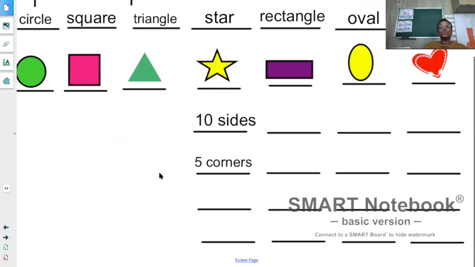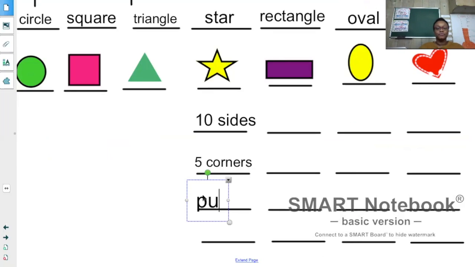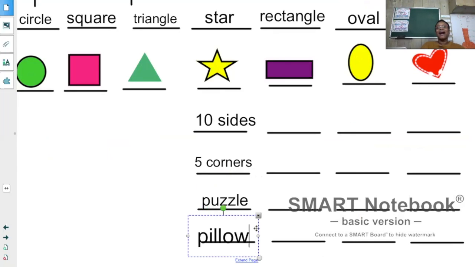So on your tree map, you should have the name of the shape, the drawing of the shape, that it has 10 sides and 5 corners, and then you're going to add 2 things underneath that. One is something that you saw in your house or you thought of that is star-shaped, and the other, you're going to pick something that I wrote down. So I'm just going to pick pillow, but if you pick something else, that's fine.